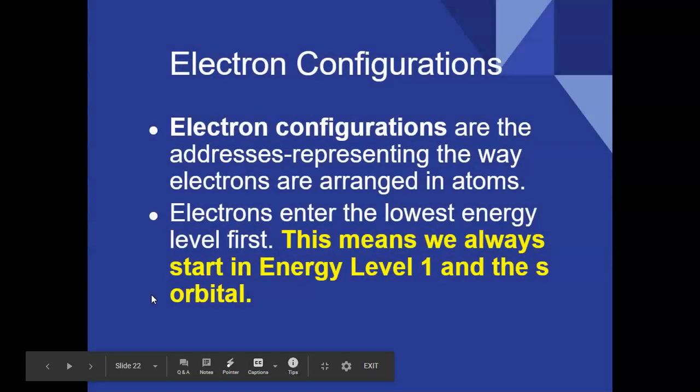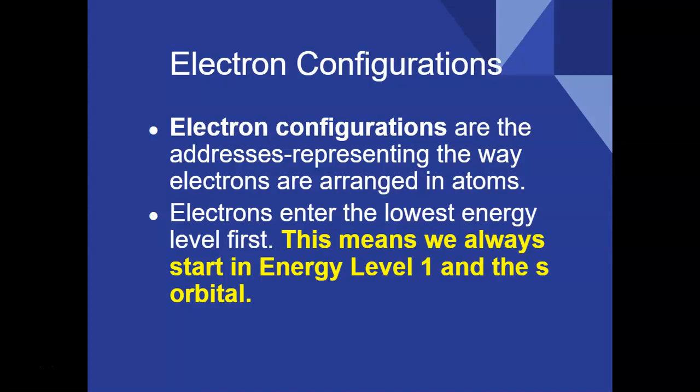So electron configurations are addresses. They're representing the way the electrons are arranged on the atom. In our Bohr model, we saw that electrons go into specific rings. In the quantum model, they're in orbitals, but only certain rings or certain orbitals can hold certain numbers. So we're going to look at how this is then played out in writing.